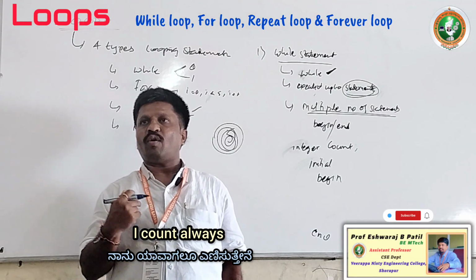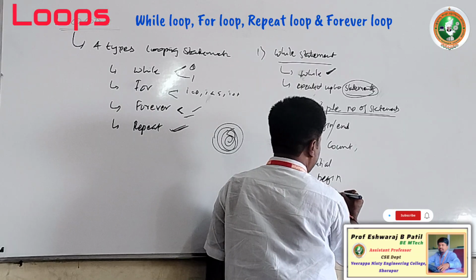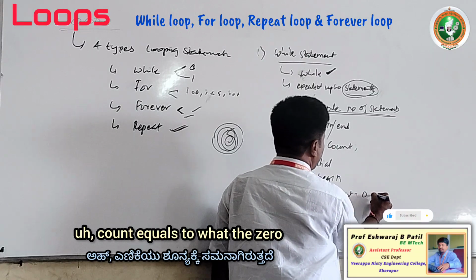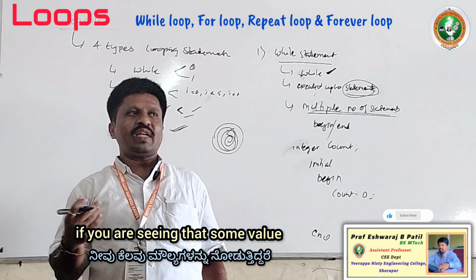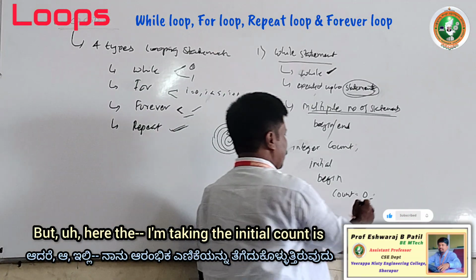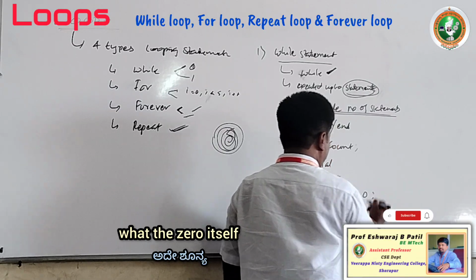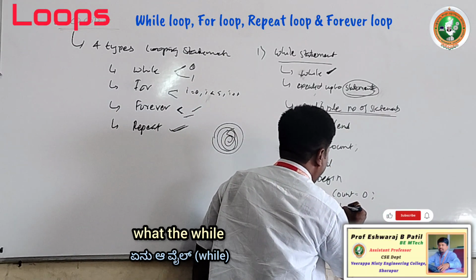My count always starts with 0 itself. So I am initiating count equals 0. Count always starts with some initial value, but here I am taking the initial count as 0 itself. Initial value is 0. Then I have to go with the while.